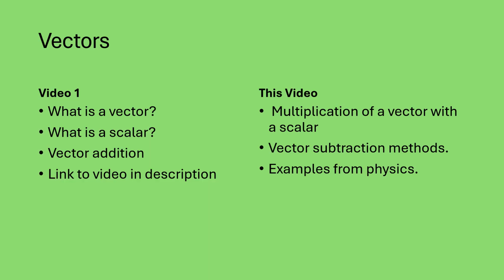In this video, I want to go over multiplication of a vector with a scalar, vector subtraction methods, and examples from physics. If you haven't seen my first video yet, it covers what a vector is, what a scalar is, and vector addition. There's a link to that video in the description. You may want to look at that before you go to this video, but it's not totally necessary.